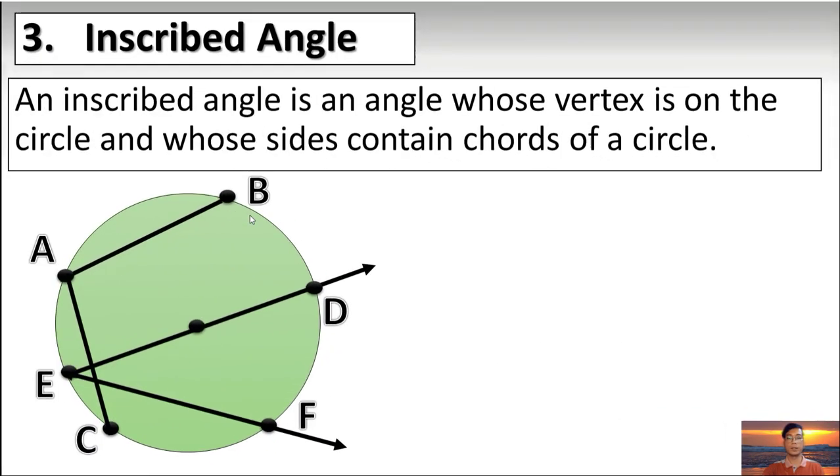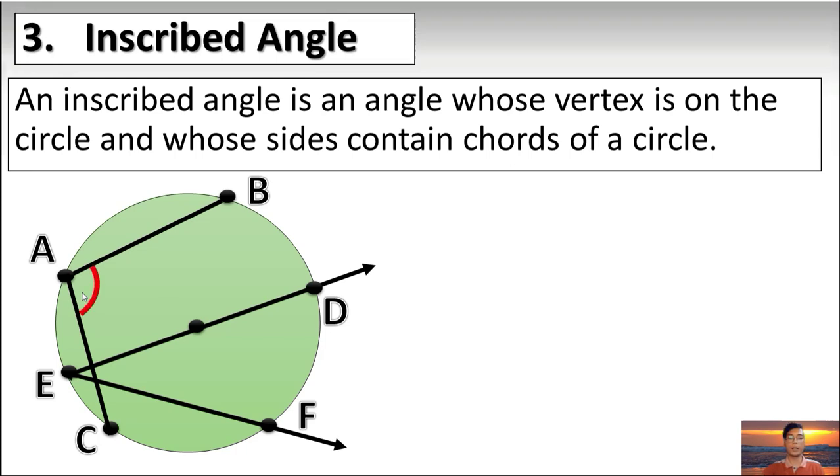Next. Number 3 is the inscribed angle. An inscribed angle is an angle whose vertex is on the circle and whose sides contain chords of the circle. So kung ang vertex naman ay nasa circle, no? Nasa circle, nasa palibot, ayun. Ang tawag naman natin ay inscribed angle.